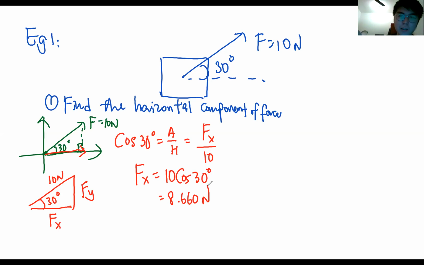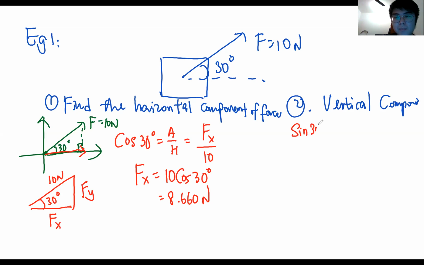If for question 2 I ask you to find the vertical component, again we use the same diagram. This time the vertical component is Fy. I want to find Fy. So what do we use? We use sine 30 degrees.